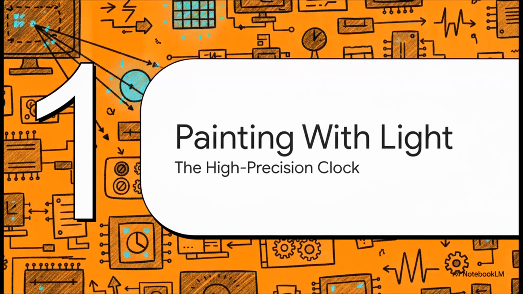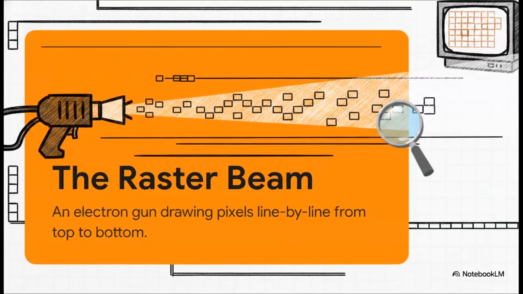Section 1. Painting with the raster beam, the high-precision clock. To get this, we really have to respect the physics of the draw. The Commodore 64 doesn't just render a full static frame in memory and blast it to the monitor all at once like our computers do today. No, it paints with light. It uses a raster beam. Think of it as an electron gun that physically sweeps across the display, drawing pixels line by line, top to bottom, exactly like a high-speed ink stream.